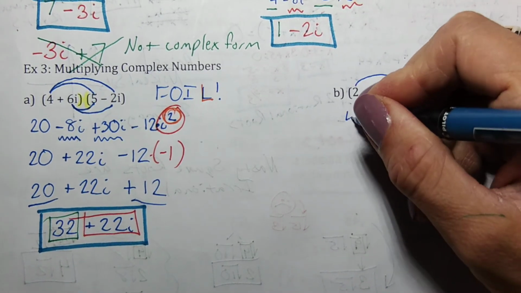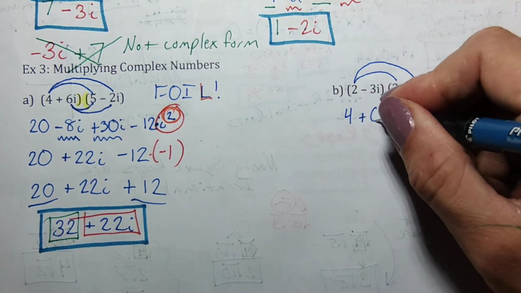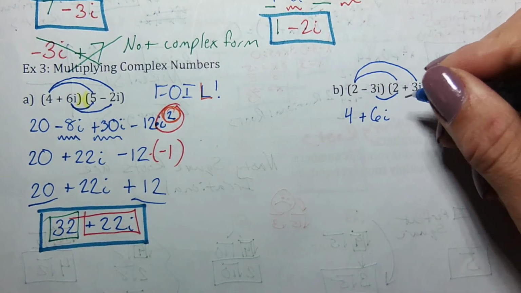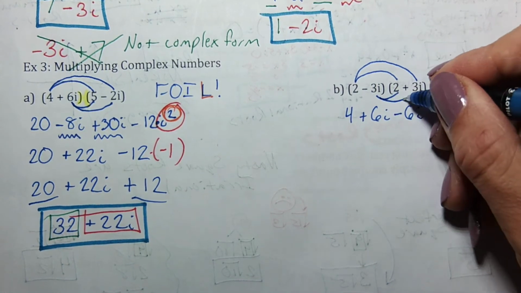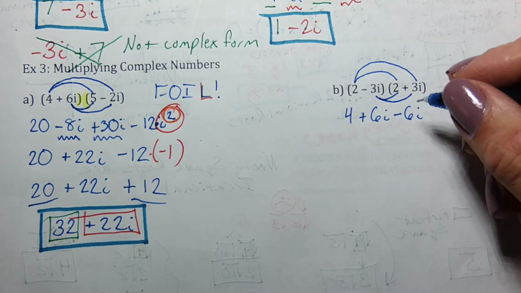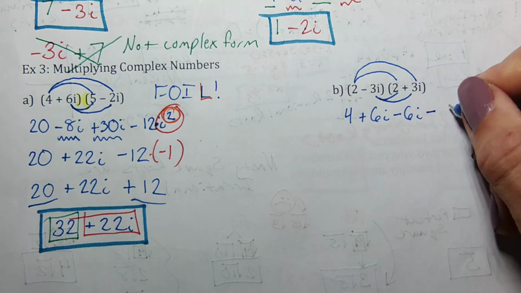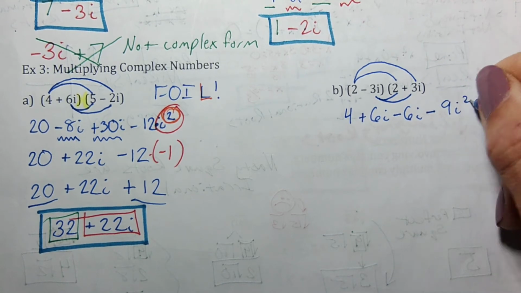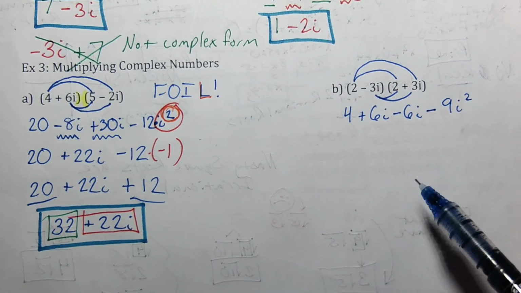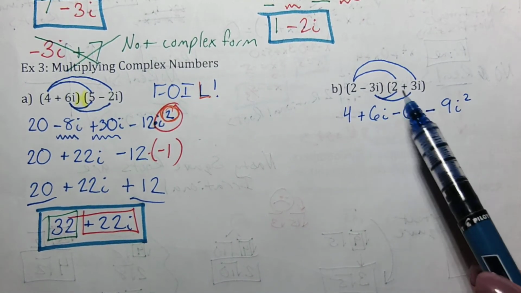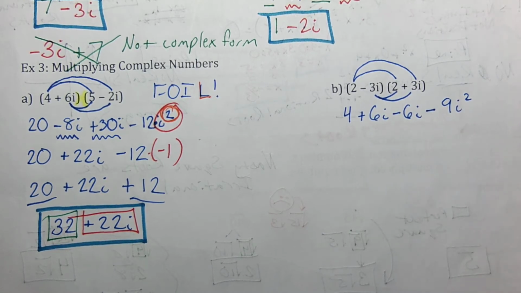First terms, first: 4. Outside terms, 2 times 3i, 6i. Inside terms, negative 3i times 2 is negative 6i. Last terms, negative 3i times 3i is negative what? Negative 9i squared. So it's usually that last term that throws students off. We have to make sure that we've got negative 3 times positive 3, which gives us negative 9, and also i times i, which gives us i squared.